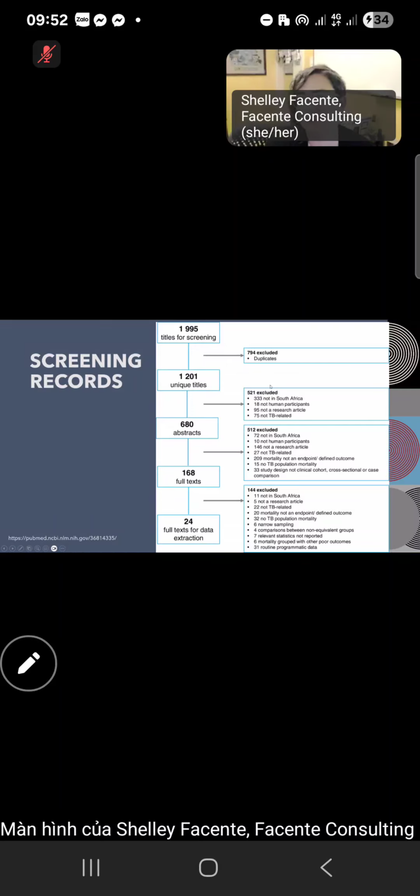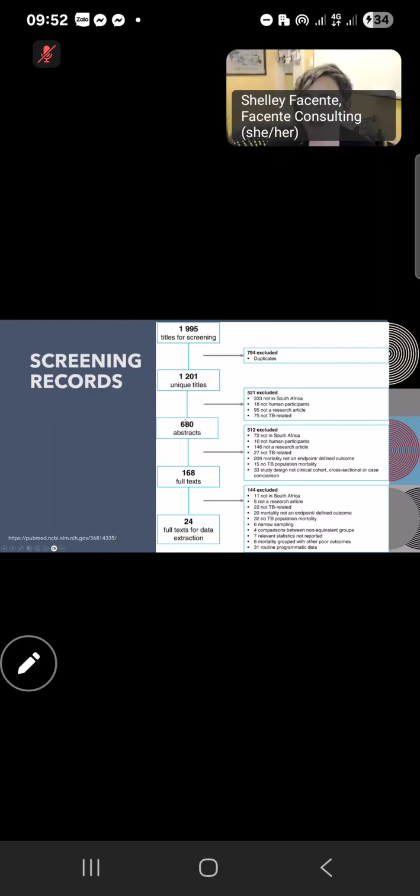They excluded a little less than half for these reasons. They were left with 680 abstracts. They did another round and excluded all but 168 from the abstracts. These are the ones they looked at the full text. Then when they screened the full text, they excluded another 144, and they were left with 24 full texts that they included in the review, and these were the 24 articles they used for data extraction.